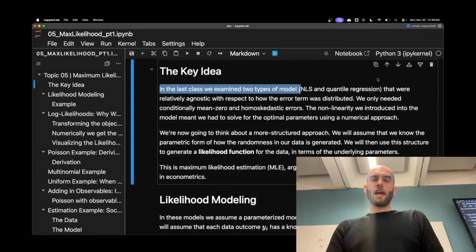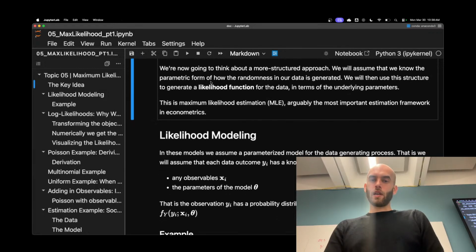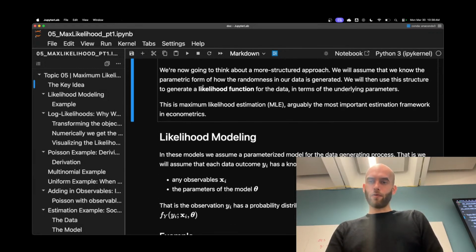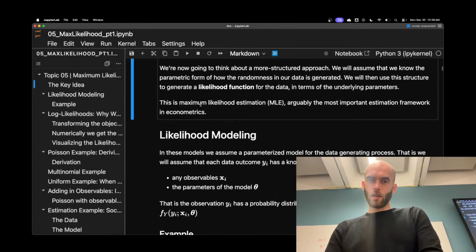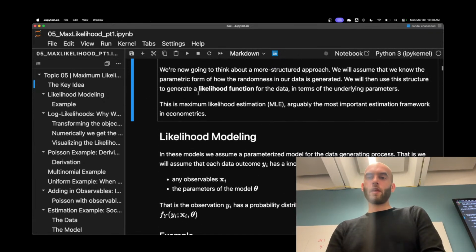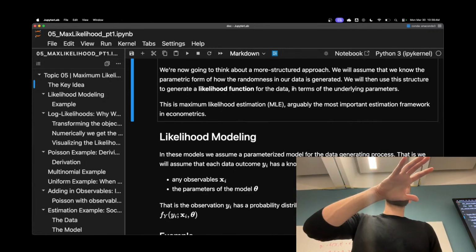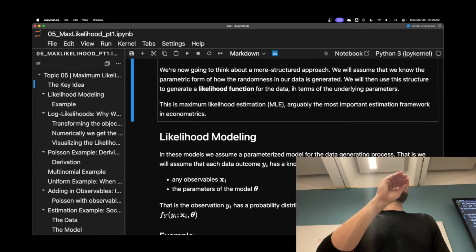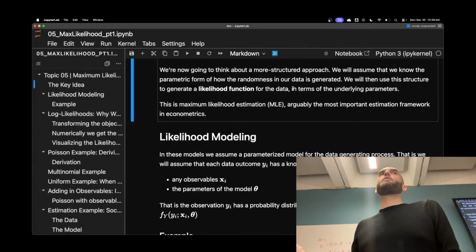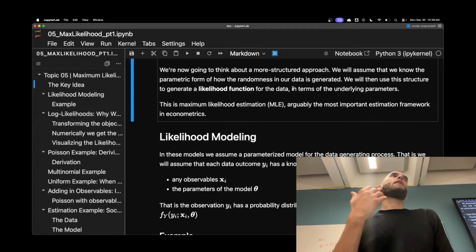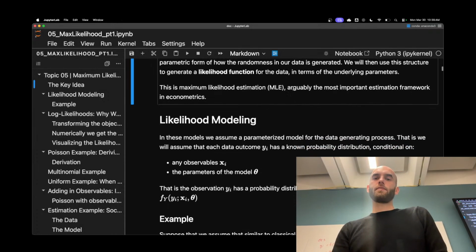So last class we were looking at non-linear least squares and quantile regression. Looks like some of this is copied from above. But here we're just essentially structuring the parametric form of the data generating process. And then we're going to construct what we call a likelihood function for the data, which is just going to essentially be the product of the probabilities of seeing any given outcome. And then we're just going to multiply that likelihood across all of our data, all of our observations.